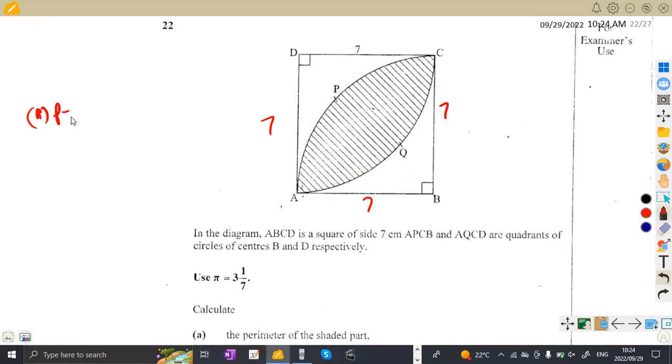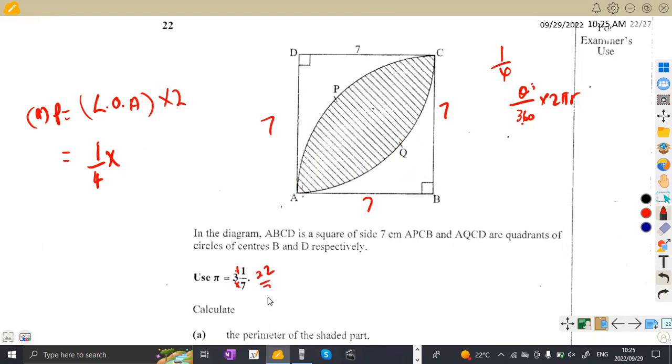So our perimeter is going to be from the length of arc. It was going to be length of arc of 1 times 2, since there are 2 which are congruent figures, or they are the same. So remember that length of arc is taken from theta over 360 times 2 pi r. But here's a special one because it's a quadrant. Quadrant means a quarter, like they are divided into 4 parts. So it's going to be 1 over 4 times pi, which is 3 and 1 over 7. That's 3 times 7, which is 21, plus 1, which is 22 over 7. So this is 22 over 7 times the radius, which is 7.